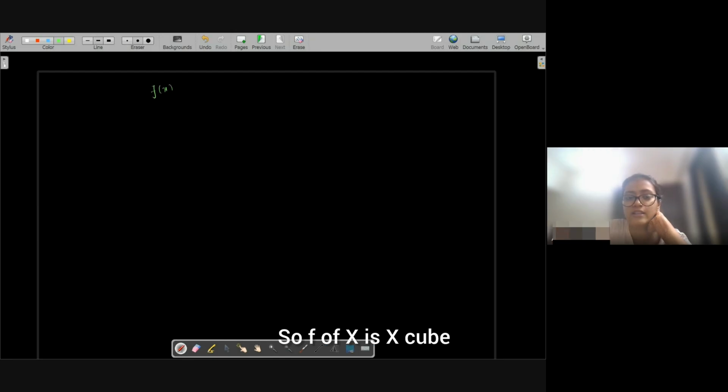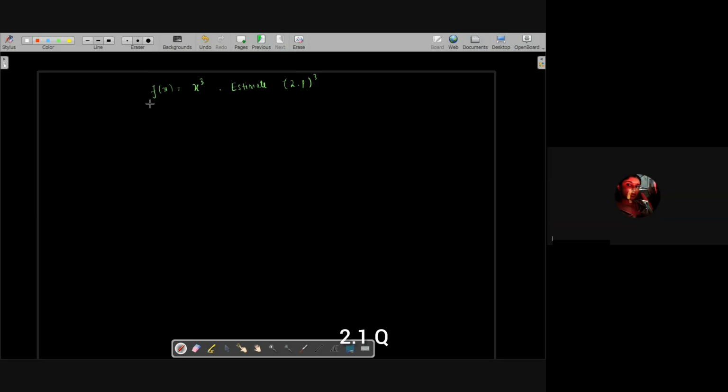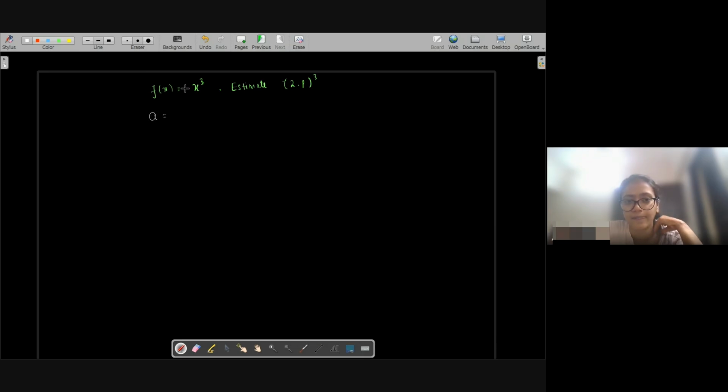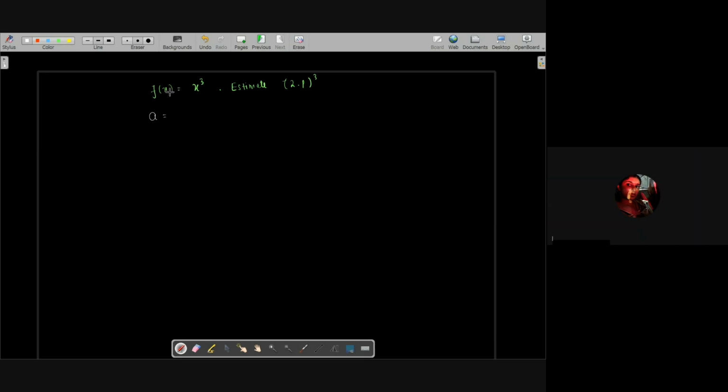Okay. Again, let's do one more problem in which the function is known. So f of x is x cube, and we need to estimate the value of 2.1 cube. Okay. So what will be a? Maybe A has to be the number that's like the approximation, right? No, a has to be a number which is very close to, sorry, this. That's what I meant. Okay. So maybe 4?